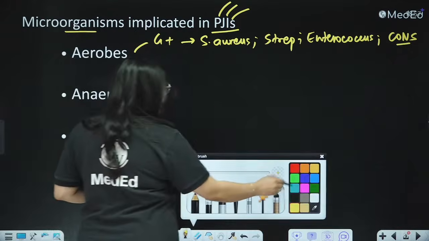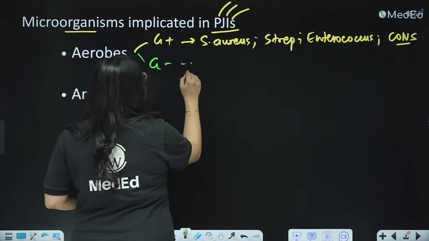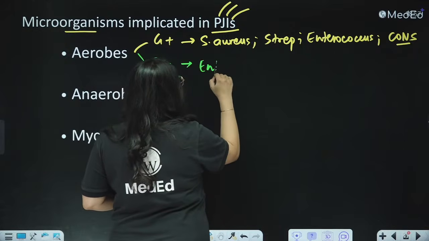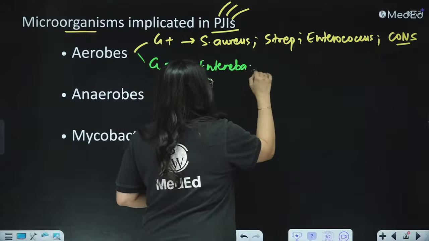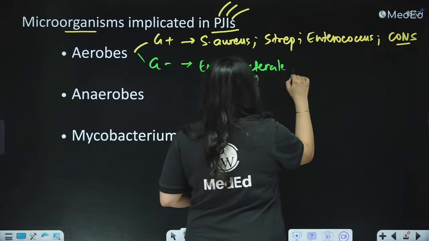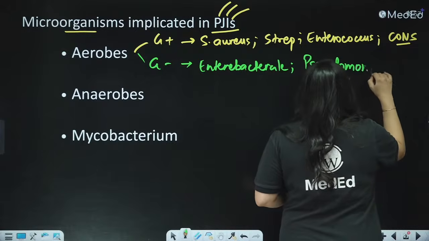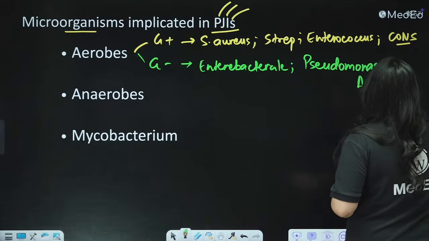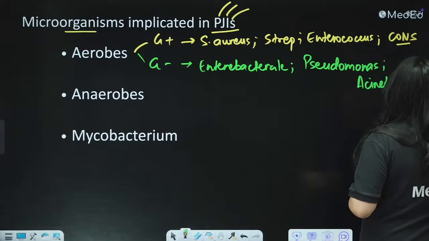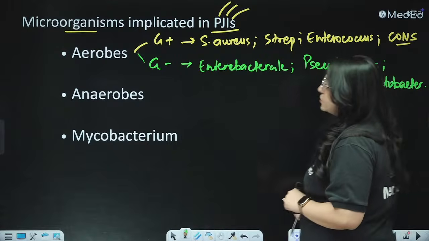Then many gram negatives are also there. Gram negative bacteria, the entire enterobacterial family, very common in India. Pseudomonas, so common, so important. And a very recently arising Acinetobacter. There are so many gram-negative bacteria which can cause infections.